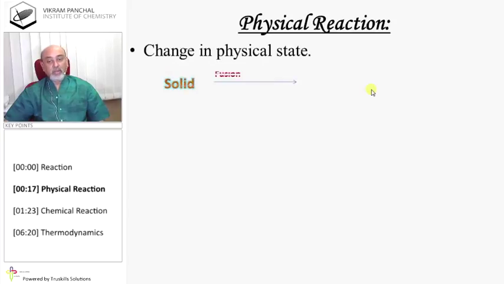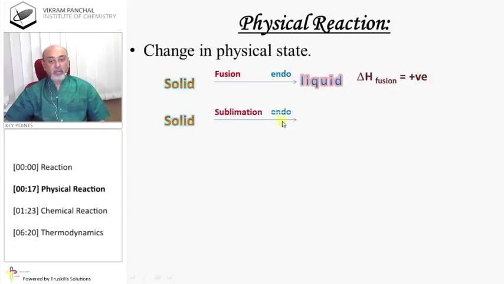For example, solid is converted to liquid, and that is fusion. It is endothermic reaction, therefore delta H fusion will be positive. Solid is converted to gas, it is known as sublimation. It is also endothermic reaction, we have to give energy, and delta H sublimation will be positive.